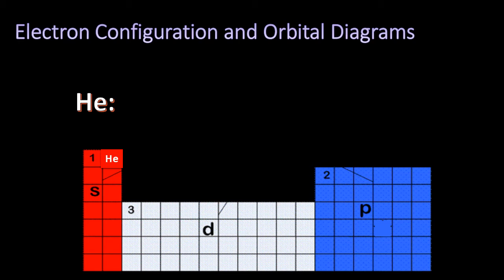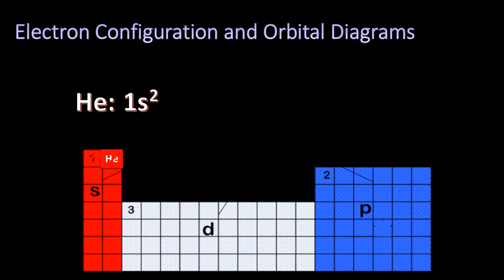The first thing we need to write is the energy level. Yes, the energy level is 1. What's the sublevel? Correct, it is S. In what position does helium sit? 1, 2. Yes, it sits in the second position.